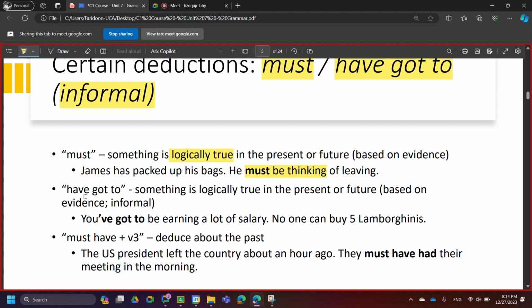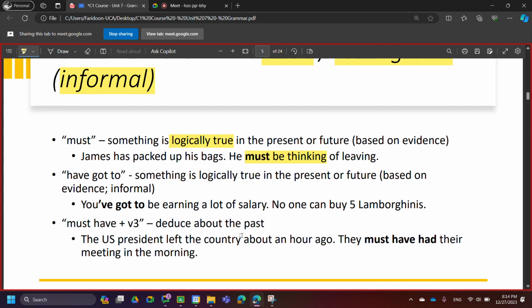Okay, have got to, something is logically true again in the present or the future, same way, based on evidence once again, but this time it's going to be informal. Example, you've got to be earning a lot of salary. No one can buy 5 Lamborghinis. Of course, I can say you must be earning a lot of salary, but either way, it's the same thing. Just remember that have got to is a bit informal and it's really used a lot among friends.